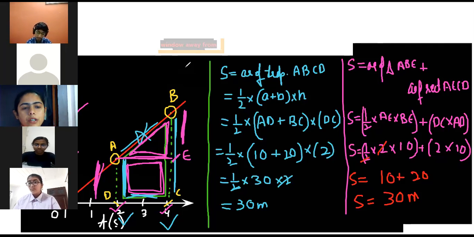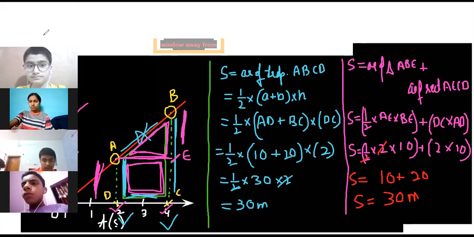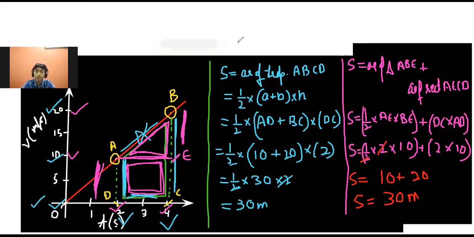Charchit, you can unmute yourself if you have any doubt. And we can also split the figure into two triangles, that is ACD and ABC. Charchit, repeat once again what you are saying. Can we split this trapezium into two triangles, that is ACD and ABC?